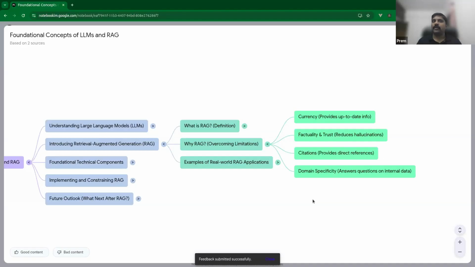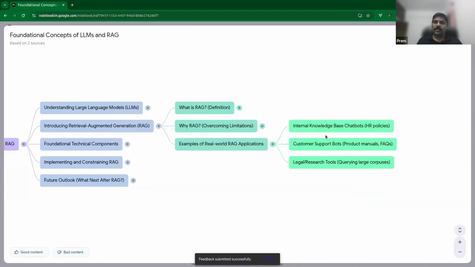This is where I took this information, and it can answer specific to that domain. So your LLM can be made use of for many different domains, which have specific domain knowledge and so on. That is how you are overcoming the limitations. Some examples of RAG applications we have just spoken about: HR policies, internal knowledge-based chatbots for HR policies, customer support bots, product manuals.